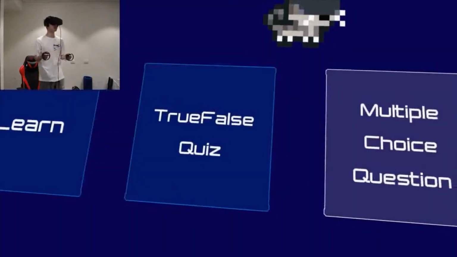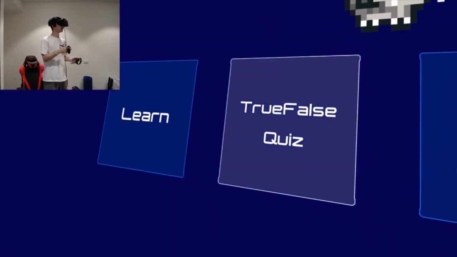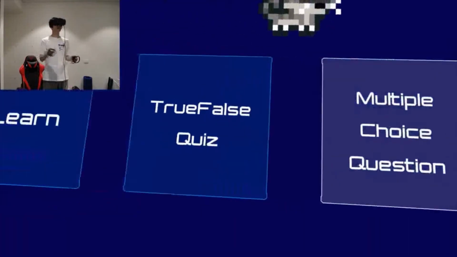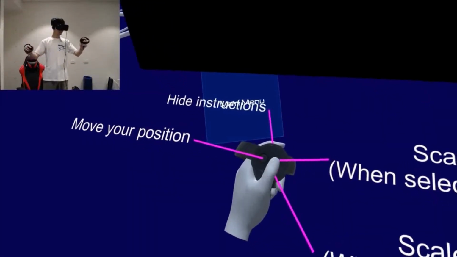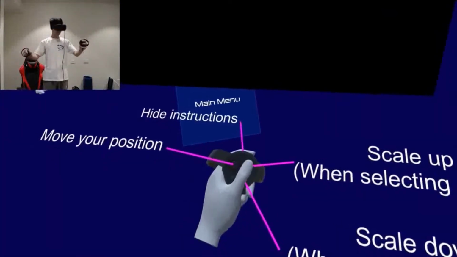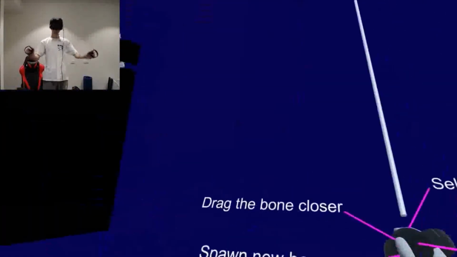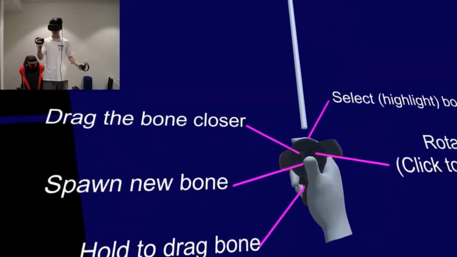Thank you. So this is the main menu for our VR version. We have learning mode, which is basically where you can inspect the skeleton, and quiz mode, imported from our PC version, and one quick button. Go to learning mode. We've made instructions attached to the controller so that users can see each button's functionality when they're inside the application.